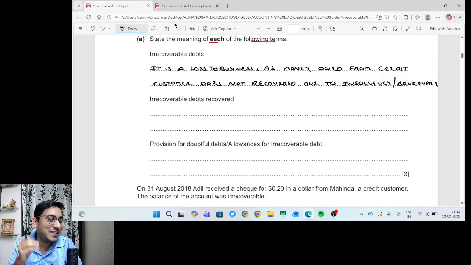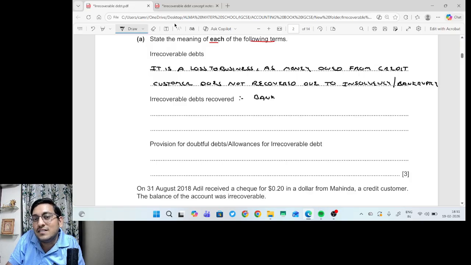Many students make a mistake in this entry. They write bank account debit, Hari account credit. But Hari's account is already closed. It has already been written off. That's why we pass the journal entry through irrecoverable debt recovered. So money which has already been written off as an irrecoverable debt, and in future comes back, is called irrecoverable debt recovered. Here it is only asking the meaning, but for your reference, please write the entry also.